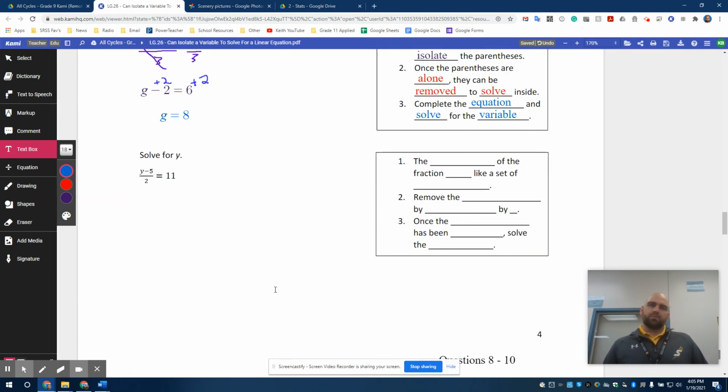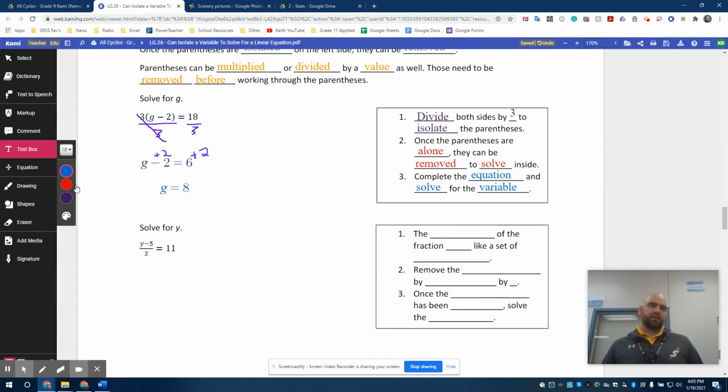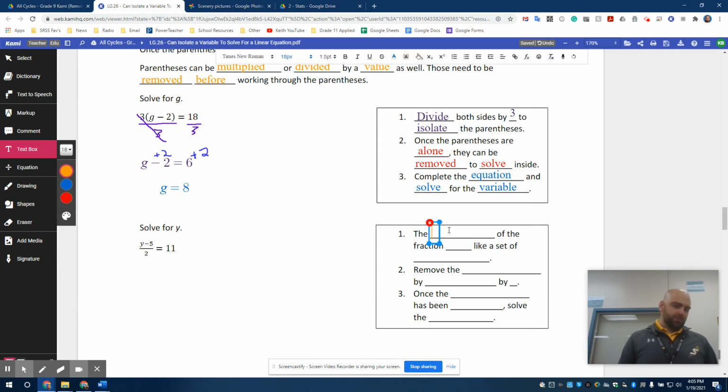Now, the other thing that we need to be aware of as well, and I'll just leave that up there so that you can all see, is that we need to remember that the numerator of the fraction acts like a set of parentheses. So in this case, you'll notice that the y minus 5 is the whole thing, that whole parentheses of y minus 5, which you can't see but are there, is being divided by 2.